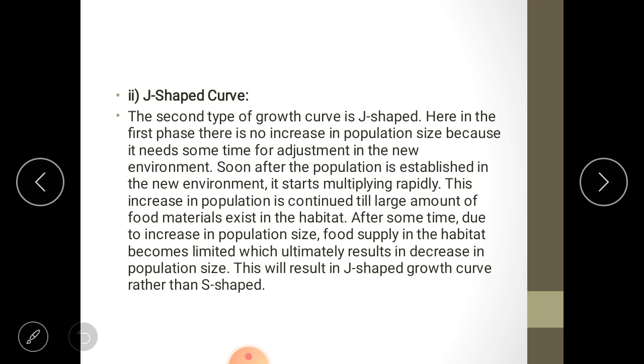Next, a J-shaped curve. The second type of growth curve is J-shaped. Here in the first phase, there is no increase in population size because it needs some time for adjustment in the new environment. Soon after the population is established in the new environment, it starts multiplying rapidly.